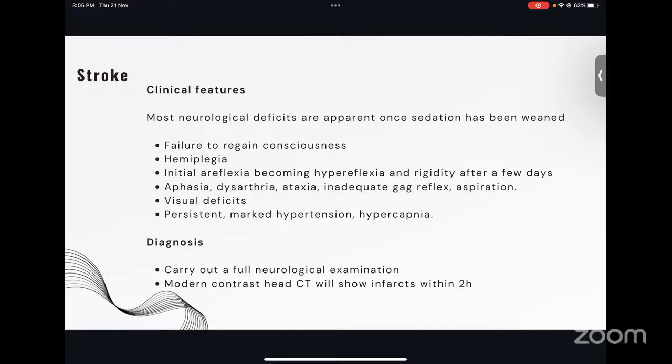Start by carrying out a full neurological examination. It includes cognitive, functional, and cranial nerve examination, tone, power, and reflexes, and sensation of all 4 limbs. Contrast CT of the head will show infarction within 2 hours.